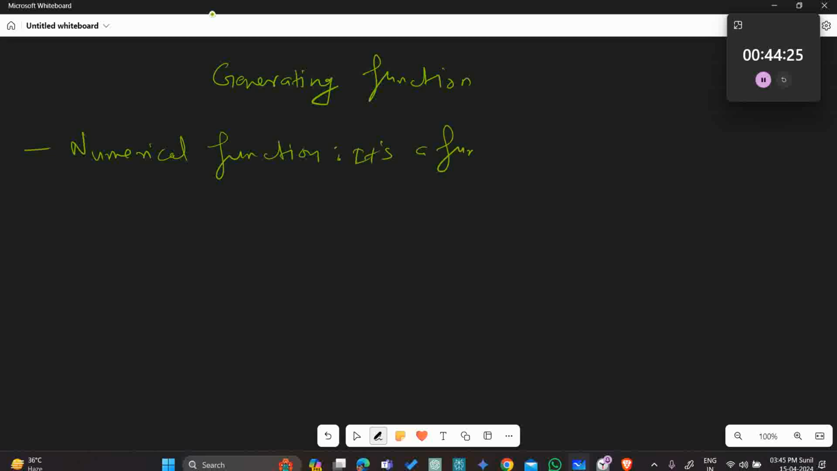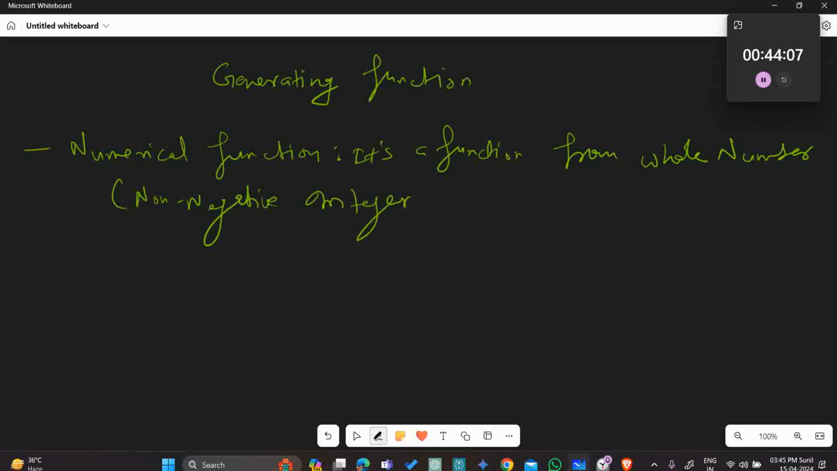It's a function from whole numbers. What is a whole number? A non-negative integer, that is 0, 1, 2, and so on. Alright. From whole number to real number. This is a function. This is a numerical function.